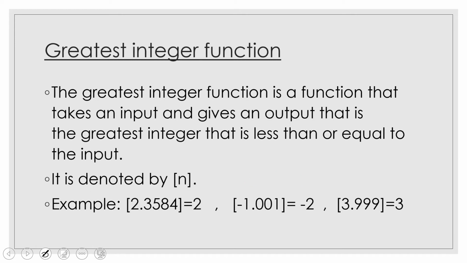Greatest integer function. The greatest integer function is a function that takes an input and gives an output that is the greatest integer less than or equal to the input. It is denoted by n within square brackets. For example, 2.3584 within square brackets will give us 2 because the greatest integer less than or equal to 2.3584 is 2. Similarly, minus 1.001 within square brackets will give us minus 2 and 3.999 within square brackets will give us 3.